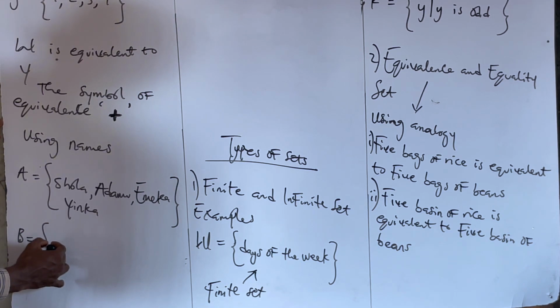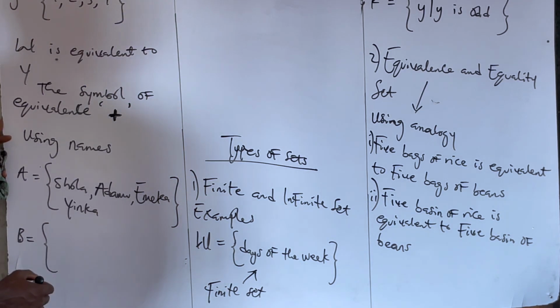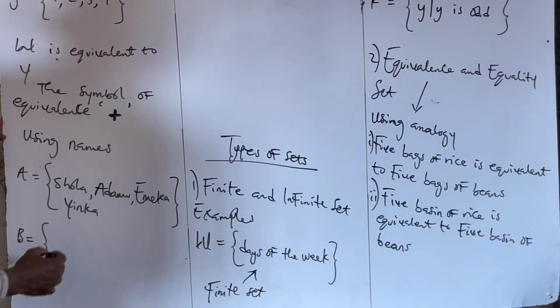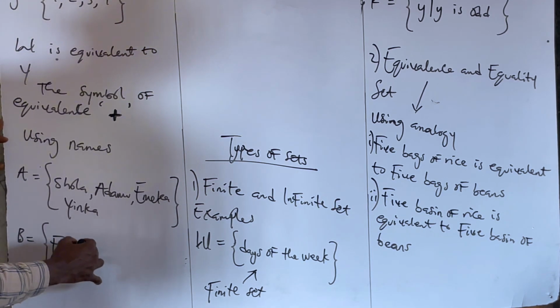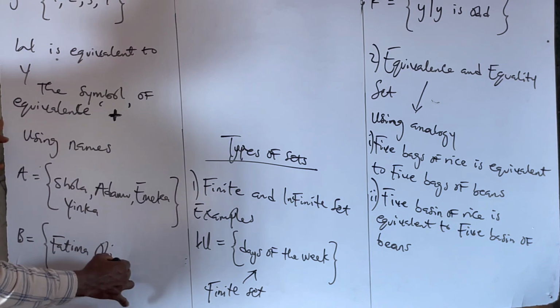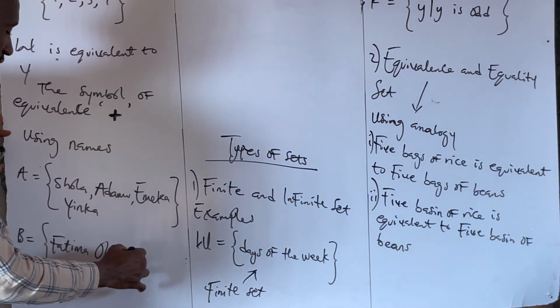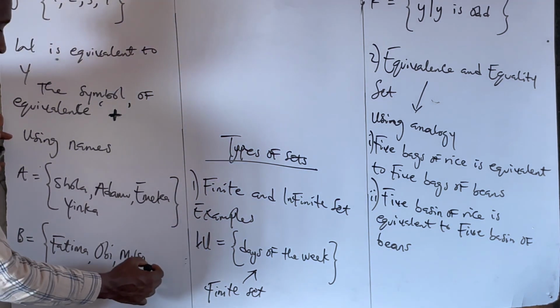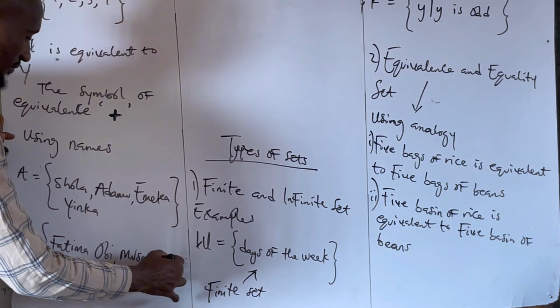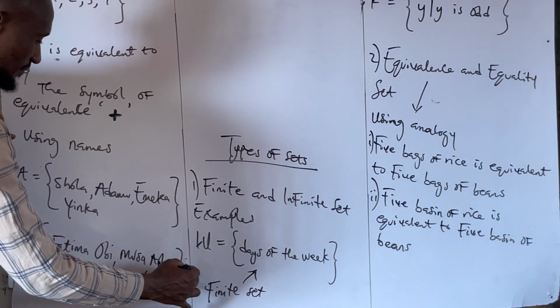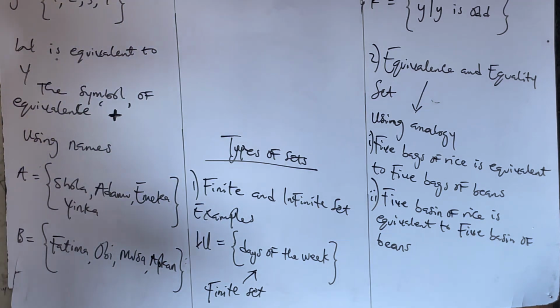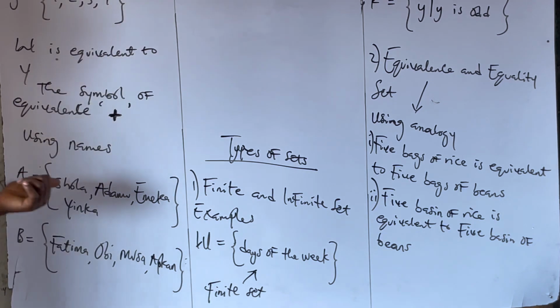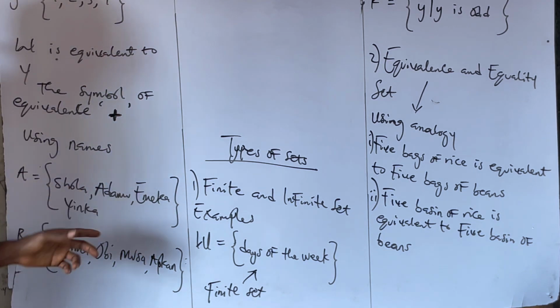We have something like this. B, we may have something like Fatima, Obi, Musa, Akbam. Did you understand? So, here now, one member, a name here, is matched to another name here.